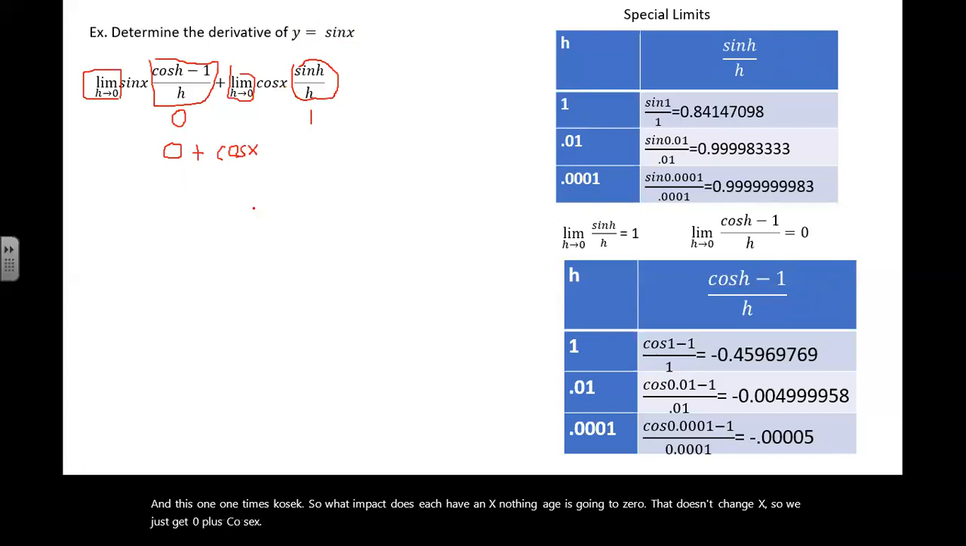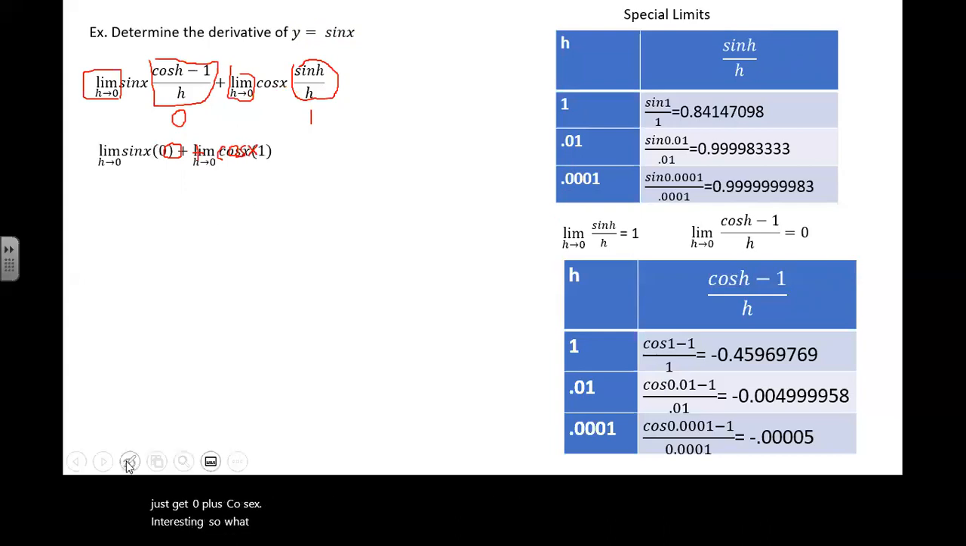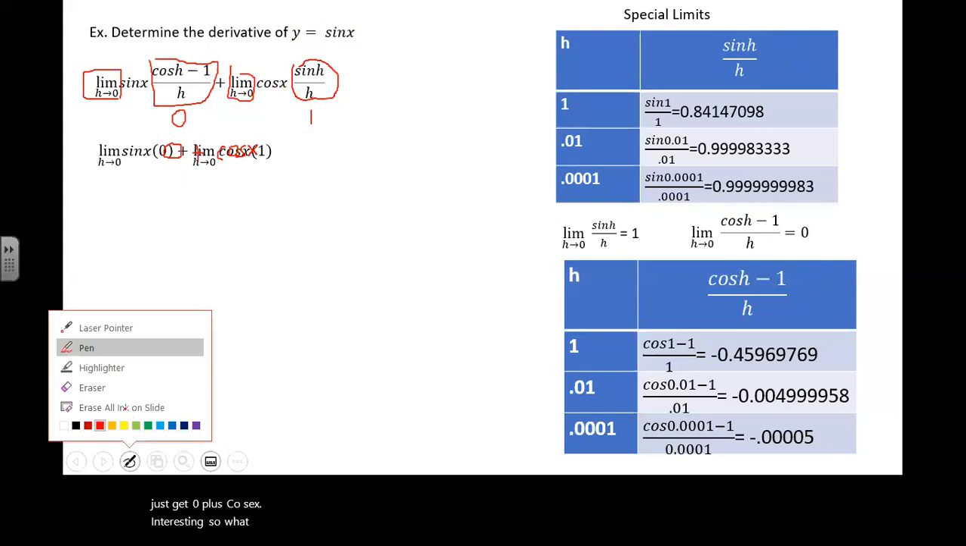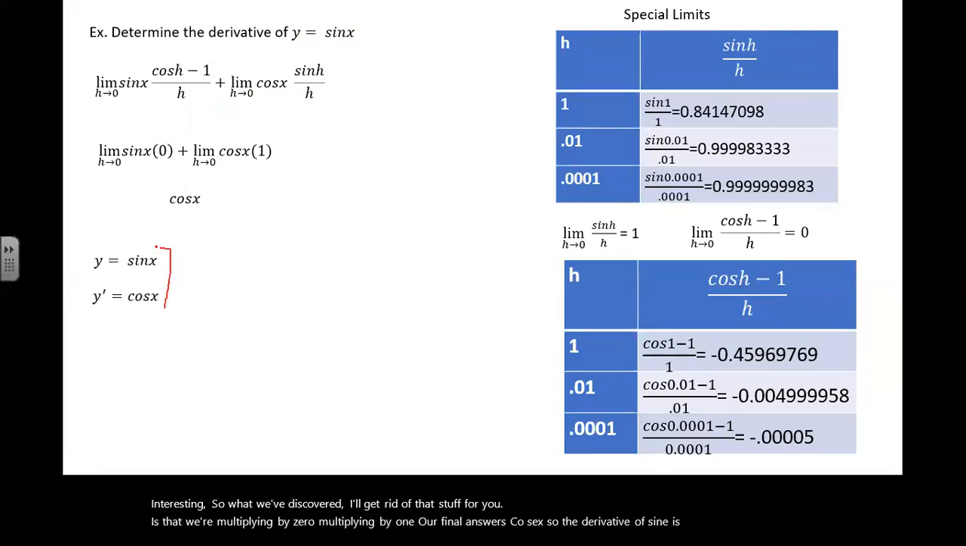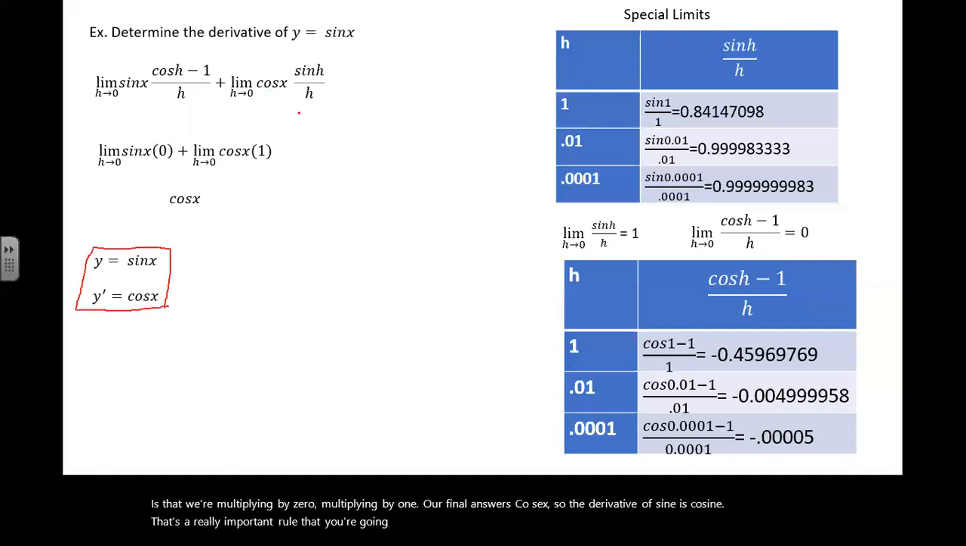Interesting. So what we've discovered, I'll get rid of that stuff for you, is that we're multiplying by 0, we're multiplying by 1. Our final answer is cos x. So the derivative of sine is cosine. It's a really important rule that you're going to memorize. You don't ever have to recreate what we just did, and you don't really have to completely understand it as long as you have a bit of an idea of what just happened.